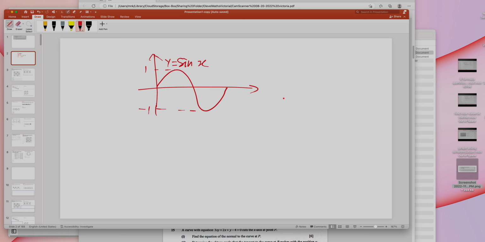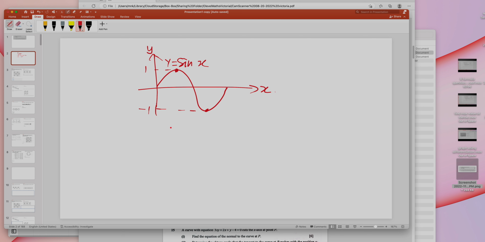Y equals sine x, right? So this is the max point, this is the minimum point, right? Okay, good. So let's assume you don't know the basic curve of sine x.